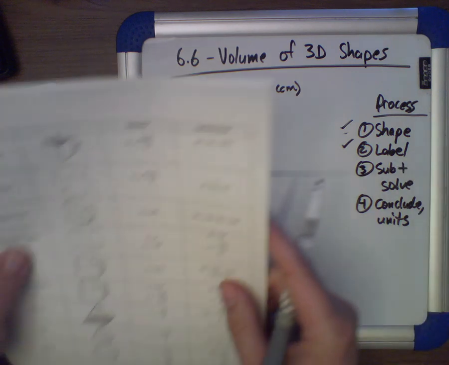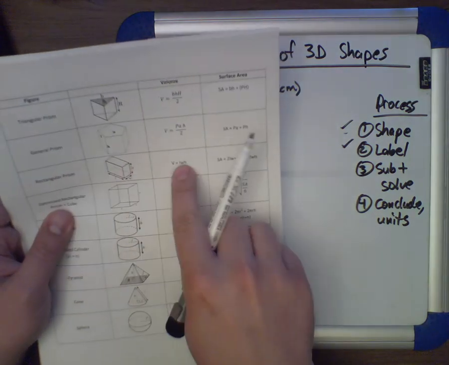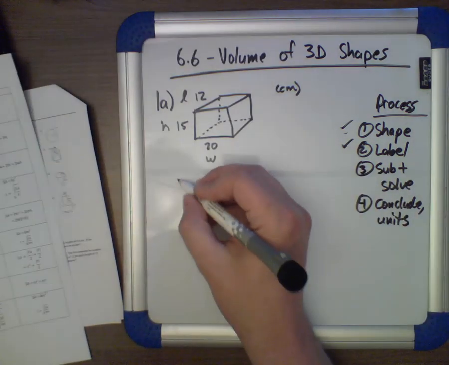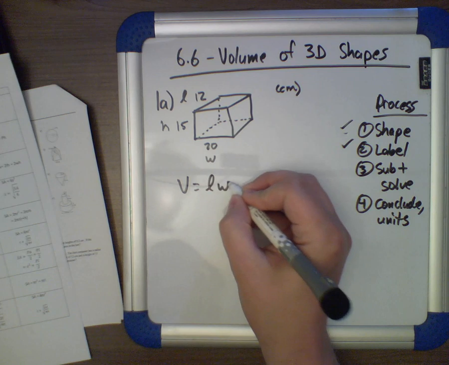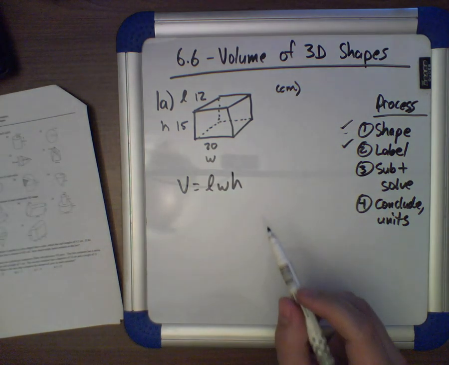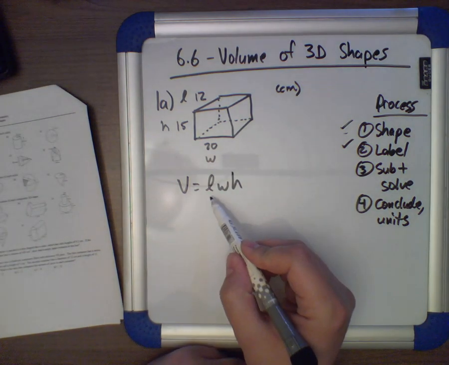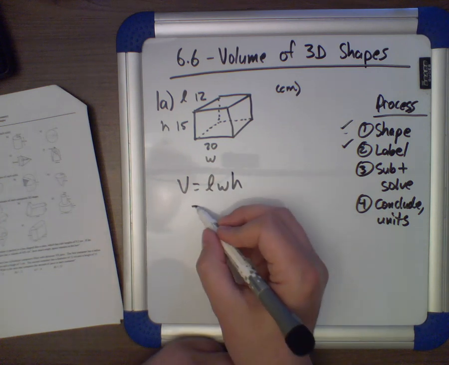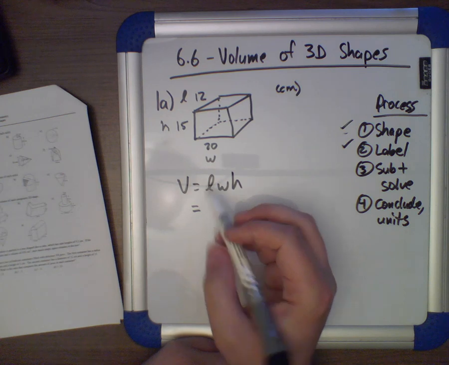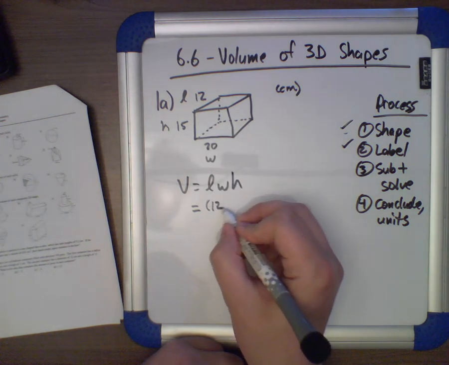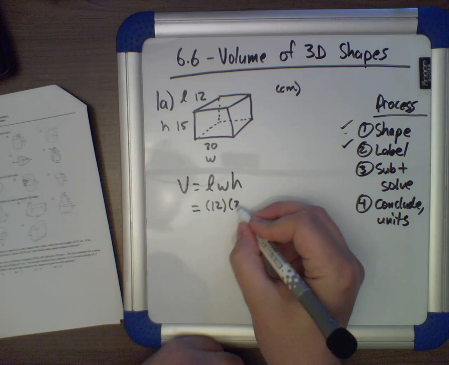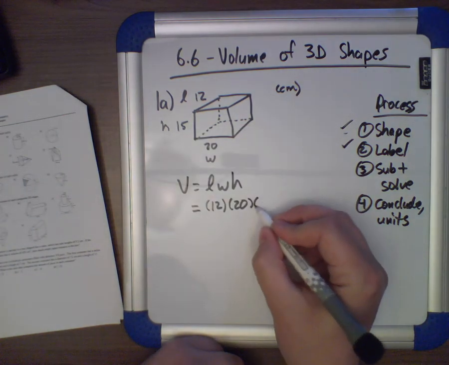This question asks us to find volume. So volume for a rectangular prism is volume equals length times width times height. And as I mentioned before, I just used the cursive L, so you know that it's an L and not like a 1 or something. Let's plug in our numbers. Let's sub them in. Length was 12, width was 20, and height was 15.